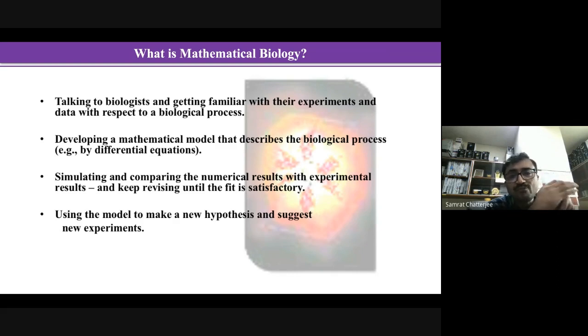Then of course, when you have the model, you go for the simulation, and you compare the results with experimental validation. I will give you an example in my talk, and you'll find it. And then you, of course, make a new hypothesis, you suggest a new experiment, and so on. So this is how mathematical models can fit into biology.